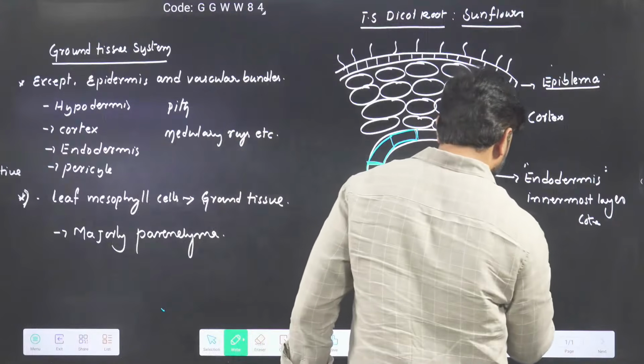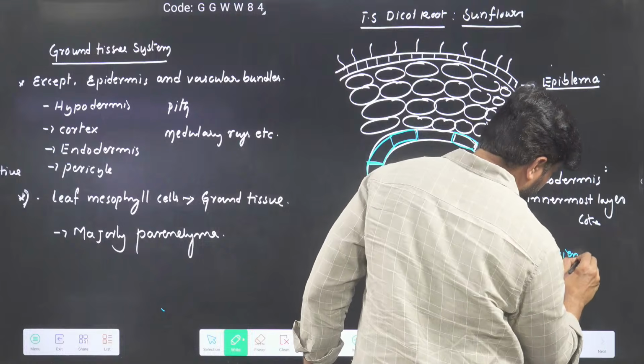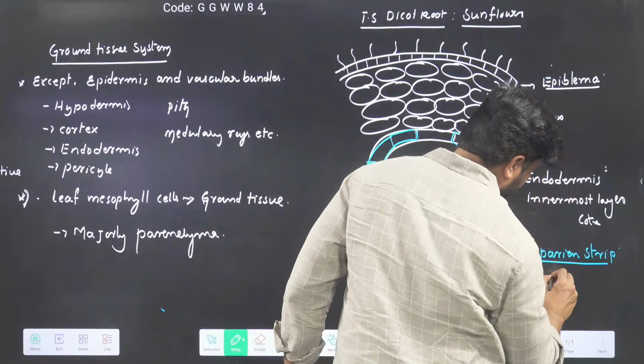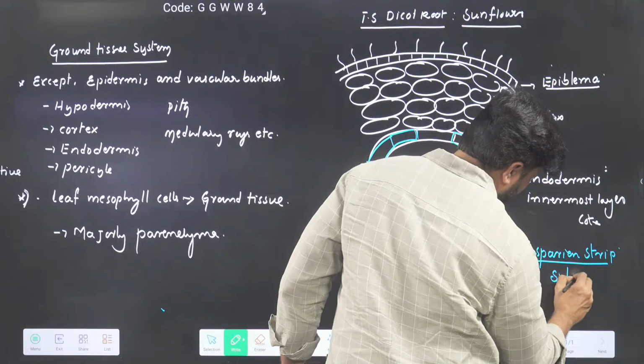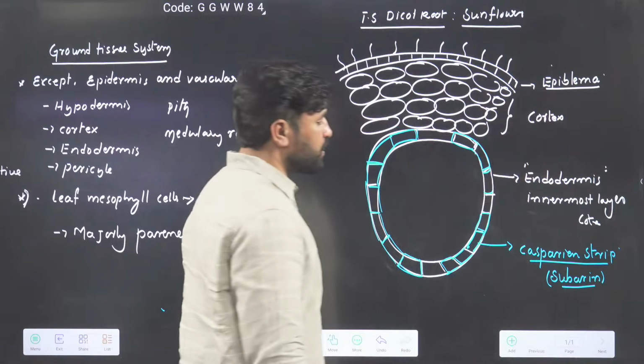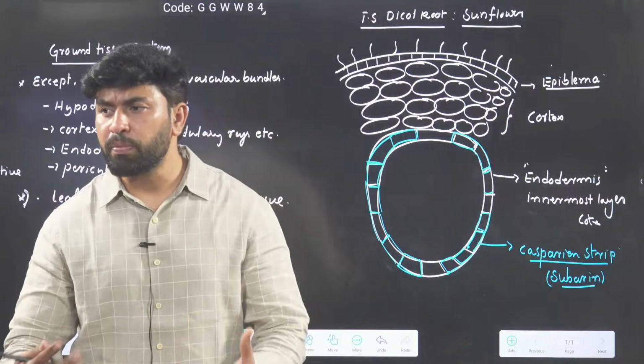This area is known as Casparian strip. Casparian strip is made up of what? Suberin. Suberin is water permeable or impermeable? It is water impervious. Impervious means not allowed to pass.